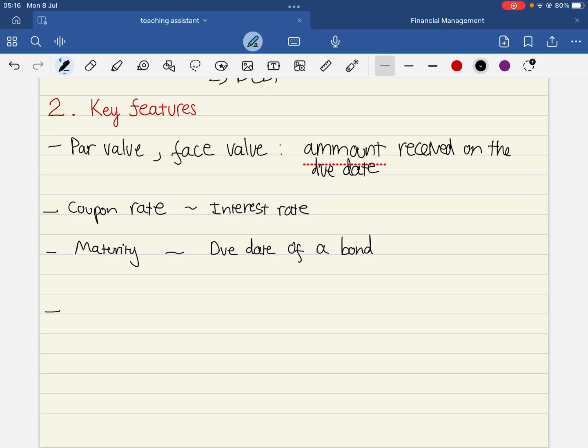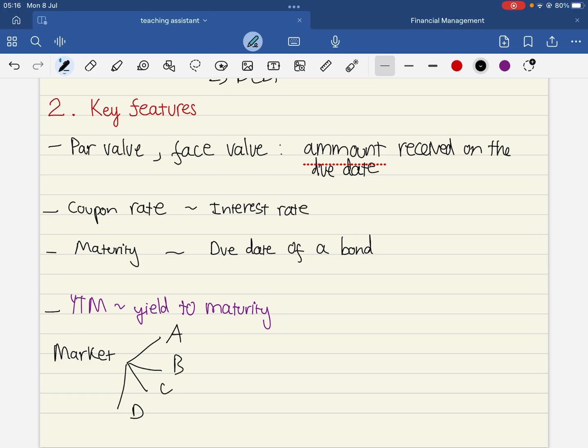Last but not least, even though this is not written on a bond certificate, we all get to know it because it's available on the internet, the government website, or even the stock exchange. It's called the YTM, aka yield to maturity. To explain this term, imagine a market. Inside a market, there are a lot of firms. For example, A, B, C, D firms, etc.